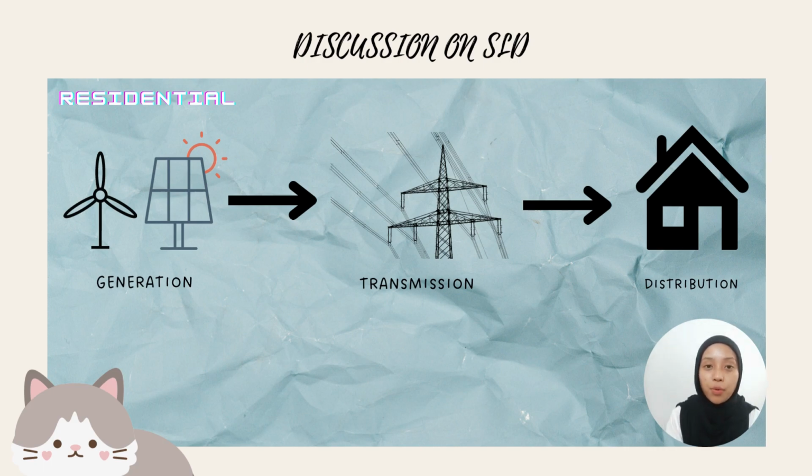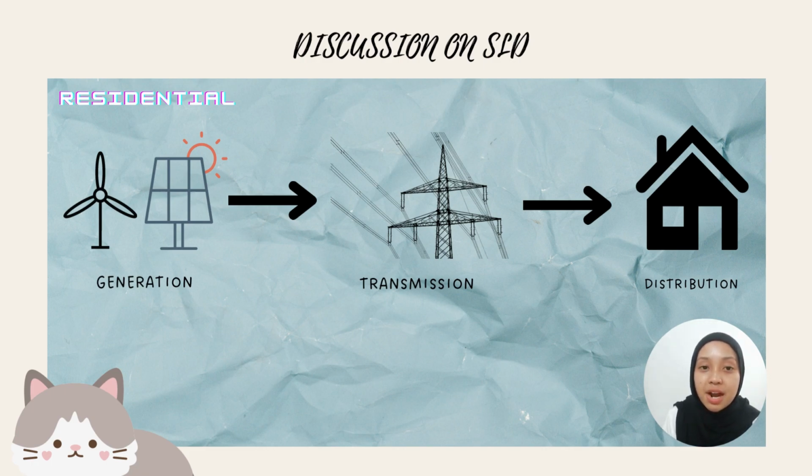My role for this project is to explain about the power system in residential. Electricity reaches our home in three phases, namely generation, transmission and distribution. The first phase is generation, the place where it is generated. A huge amount of electricity is generated at a generating station or power station.